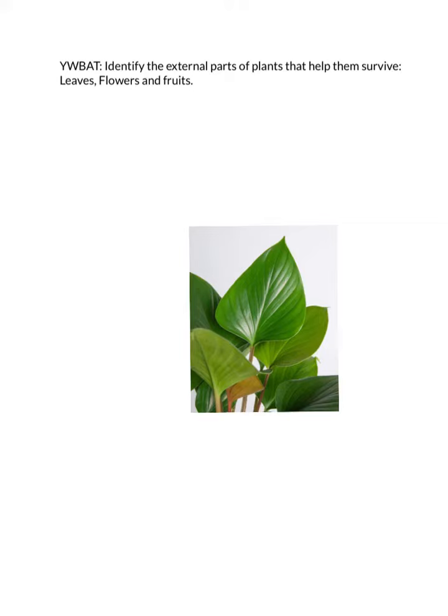Children, today you will be able to identify the external parts of plants that help them survive, which are leaves, flowers, and fruits. How do they help in the survival of the plants? Let's see. Which part of the plant is this? Yes, it's a leaf. Correct. Now, how does a leaf help the plants?